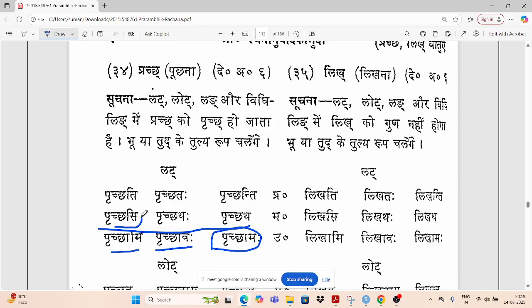And if I say something like this, पृच्छसि, then it will be तुम पूछ रहे हो. पृच्छथः, it would become like तुम दोनों पूछ रहे हो. You both are asking. पृच्छथ, तुम तीन या तीन से ज्यादा लोग, बहुत सारे लोग पूछ रहे हो. Something like this. So पृच्छति is वो पूछता है. पृच्छतः is वो दोनों पूछते हैं. पृच्छन्ति is वो तीन या तीन से ज्यादा बहुत सारे लोग पूछते हैं.